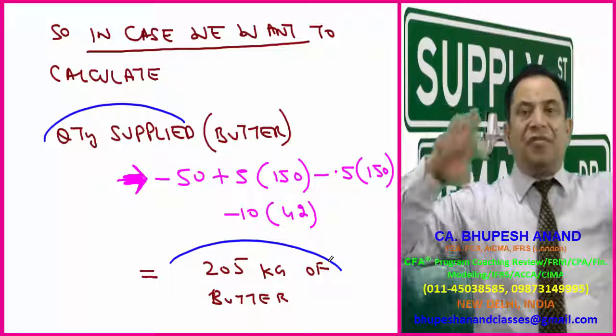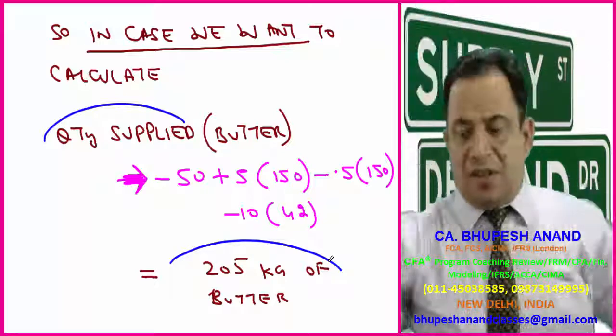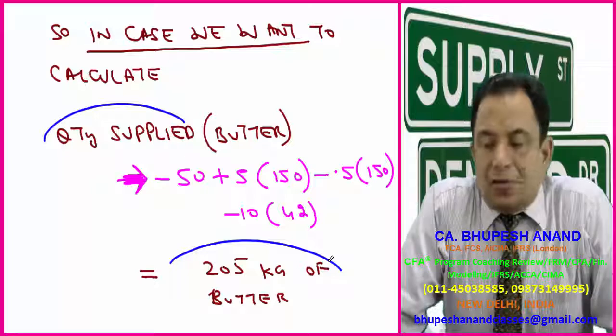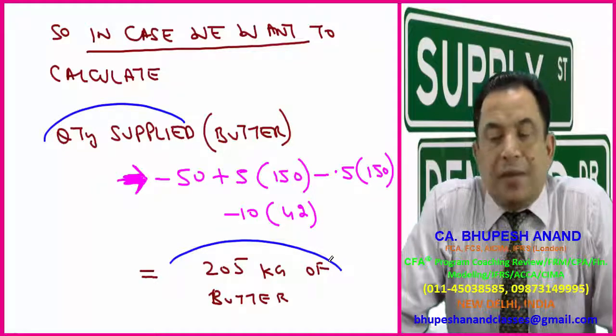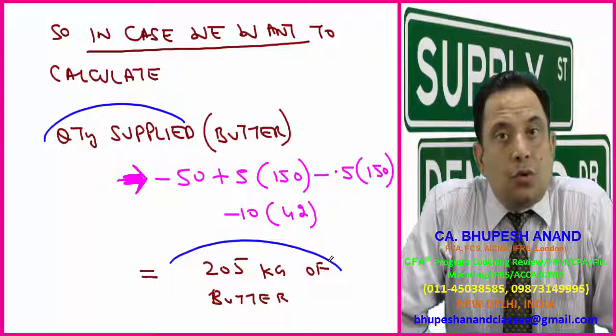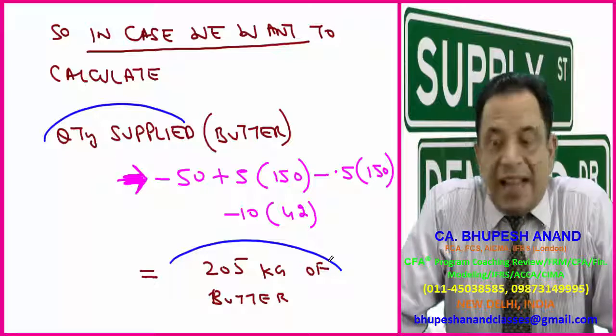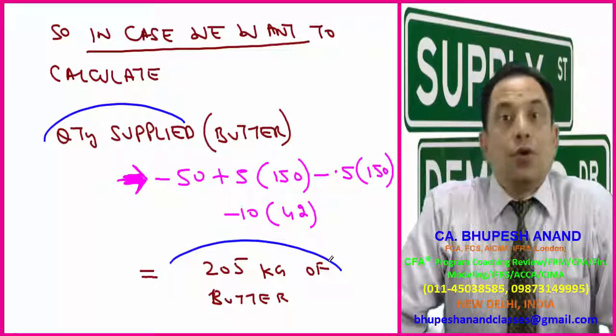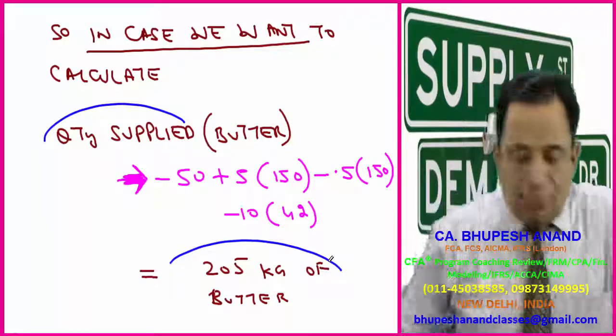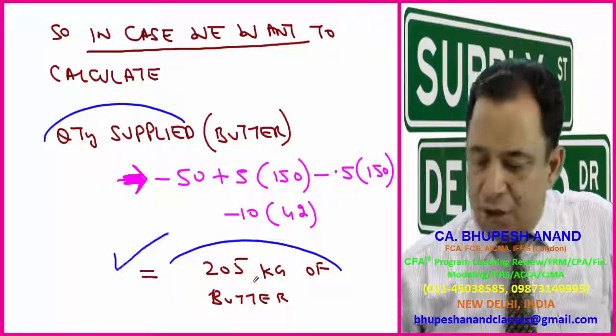What I did was just feed the figures into that supply function: minus 50 plus 5 into 150 minus 0.5 into 150 minus 10 into 42. I have calculated for you 205 kgs of butter.